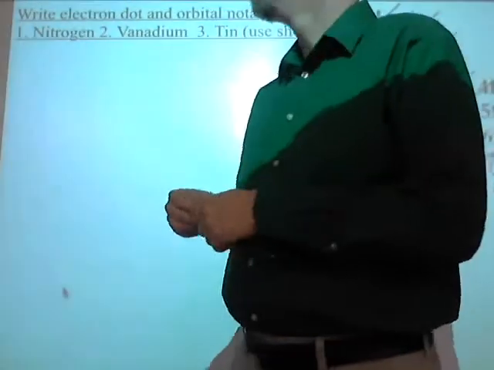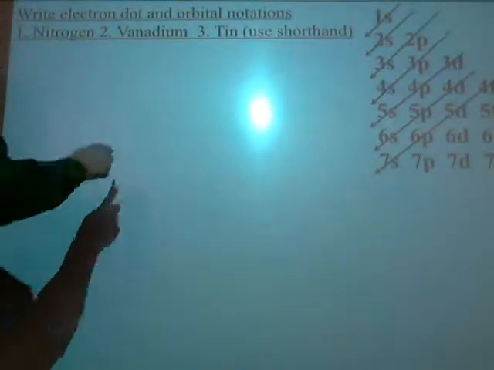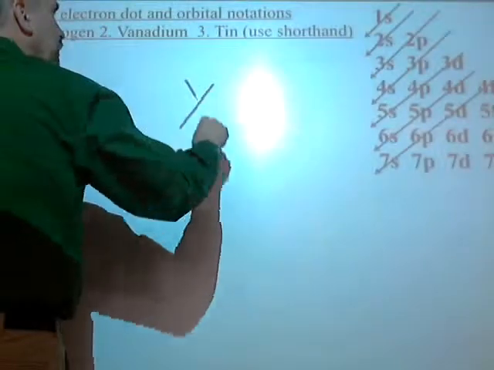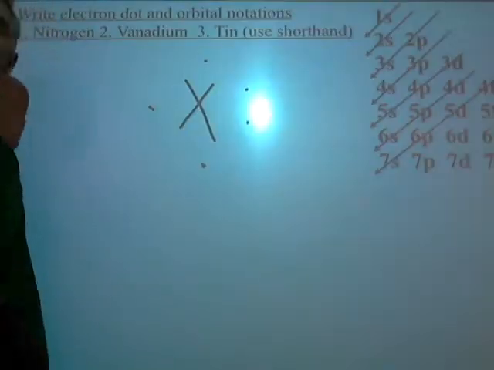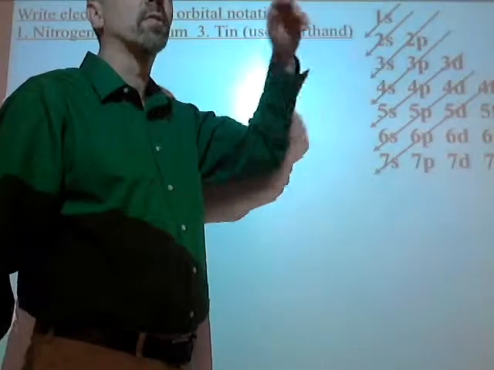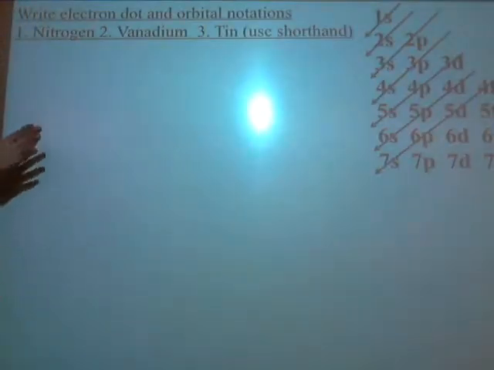Everybody see why it's 5? He's in group 5. So everybody in group 5 is going to look like this. It's going to have 1, 2, 3, 4, 5. So that's what nitrogen is going to look like. Now, if you wanted to do orbital notations, and again, I got to look this up because I'm not sure if they made changes or if they even are going to ask you about orbital notations for this. I have a feeling that they're not stressing that very much anymore.